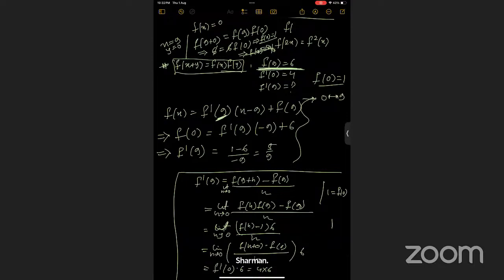Ma'am, from week 1 to week 4, can we expect only 1 or 2 questions, or is it possible that there will be more? There will be approximately 3 to 4 questions, max. Okay, not more than that. The more weightage will be from week 5 to 8. There will be maximum 3 to 4 questions from week 1 to 4. Okay, ma'am. Thank you, ma'am.